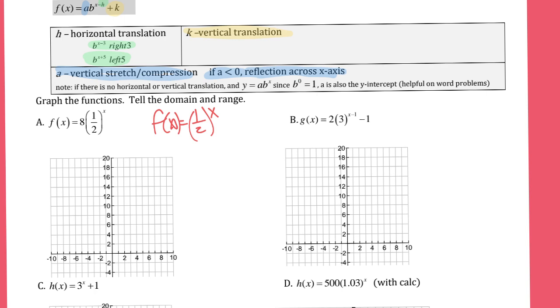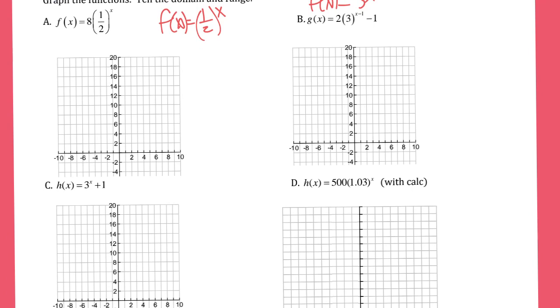Like the next one, the parent function is going to be f of x equals 3 to the x. Okay, and so from its parent, it's going to be a vertical stretch of 2, right 1, and down 1. Okay, and so the parent matches the growth factor, or decay factor, which is the b. And so for letter C, the parent function here is going to be f of x equals 3 to the x. And so that'll be a growth. And from its mom, it's going to be up 1.